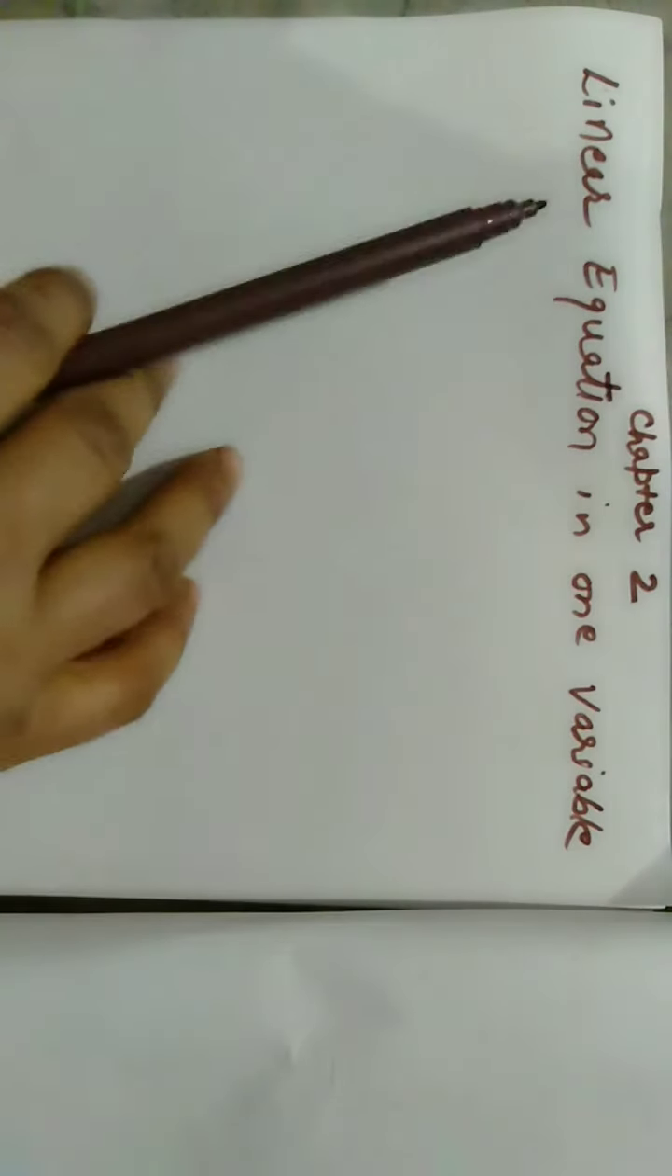Chapter 2, linear equation in one variable. We have to understand this variable. First we'll understand what this chapter name is and what it is for. So we try to understand this variable. Variable means which varies, which does not remain constant, जो constant नहीं रहता है.